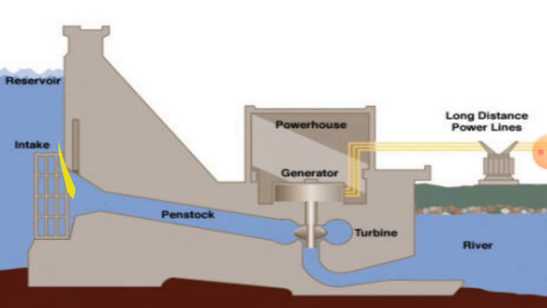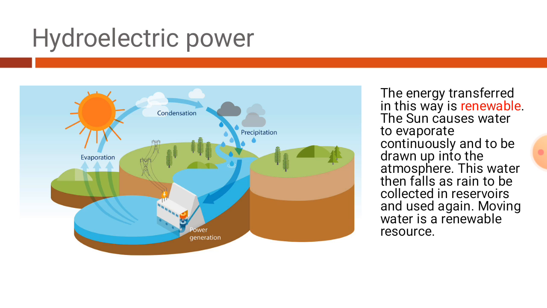The water flows this way through the penstock, and then it rotates the turbine which is connected to the generator. This generator is then connected to the power lines, which is then supplied to the stations, or directly it is sent to the cities through power grids.